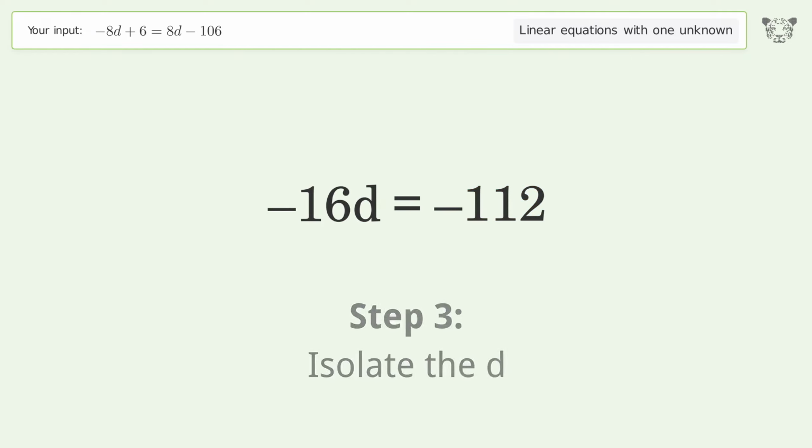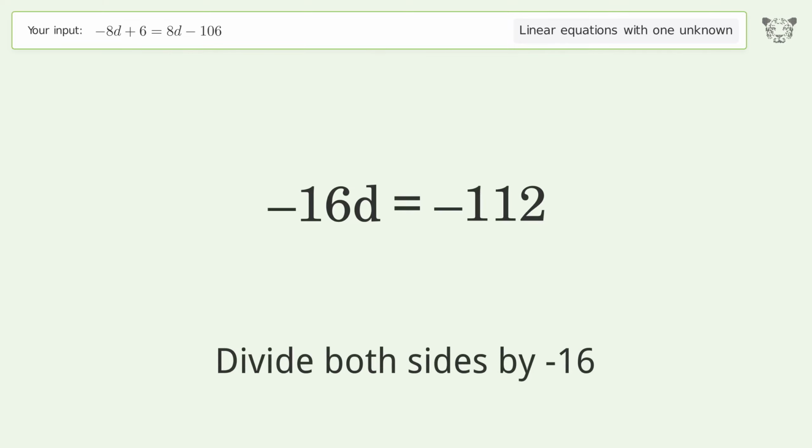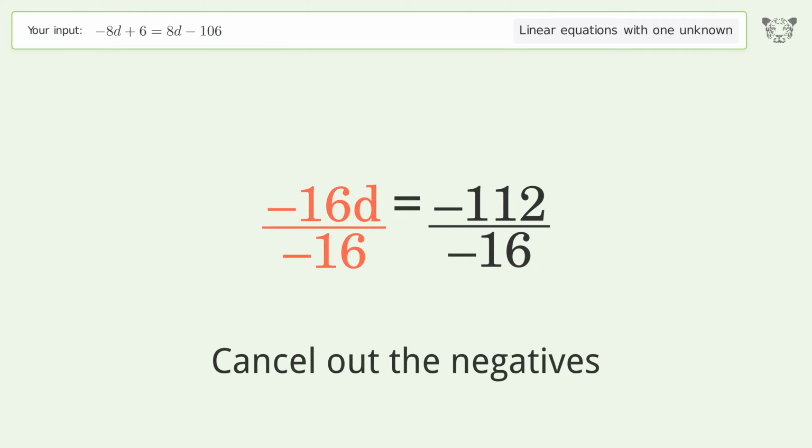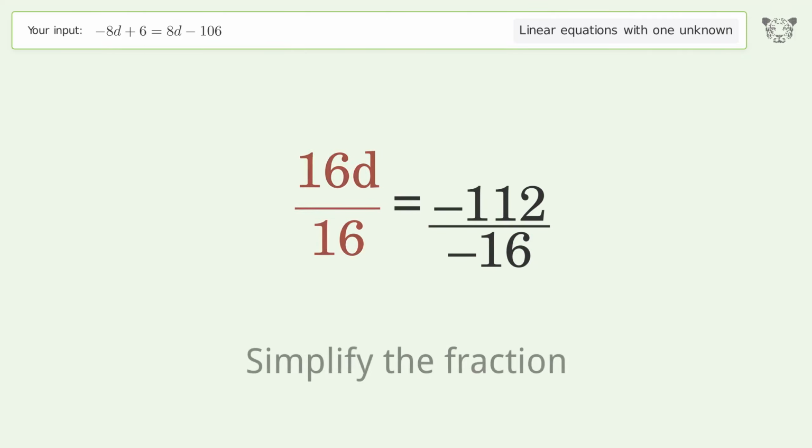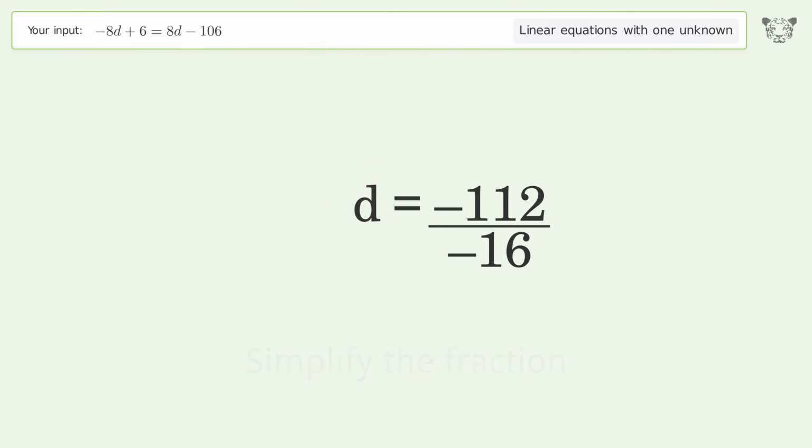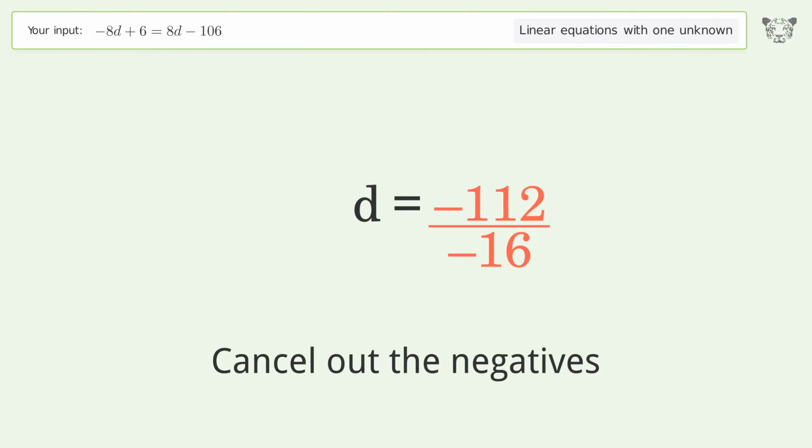Isolate the d. Divide both sides by -16. Cancel out the negatives. Simplify the fraction. Cancel out the negatives.